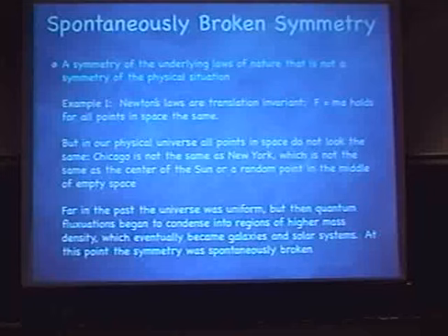A spontaneously broken symmetry is a symmetry of the underlying laws of nature that the actual state of the system does not share. Take Newton's laws, for example: an object at rest tends to stay at rest. These laws are translationally invariant, which means if I move in space, if I translate myself across the room, Newton's law should still be valid over there. If I move to New York, Newton's law is still going to be valid. If I set up camp in the middle of space, Newton's laws will still be valid. That means that the physical laws are translationally invariant.